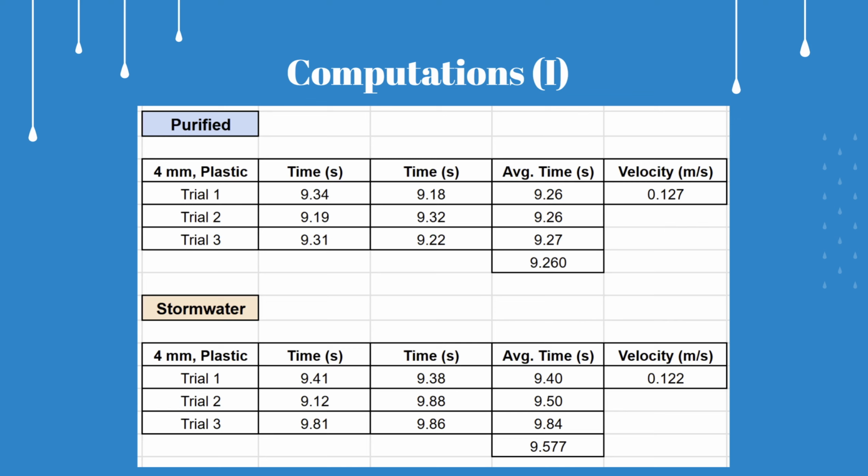Using these recorded values, we were able to average the time and calculate a corrected velocity using the apparatus manual's corrected velocity equation. We did this for both the purified and stormwater and found a velocity of purified water to be 0.127 meters per second and a stormwater velocity of 0.122 meters per second.